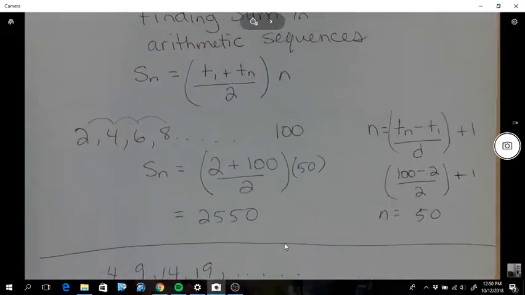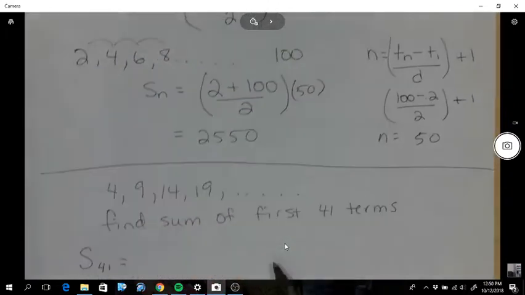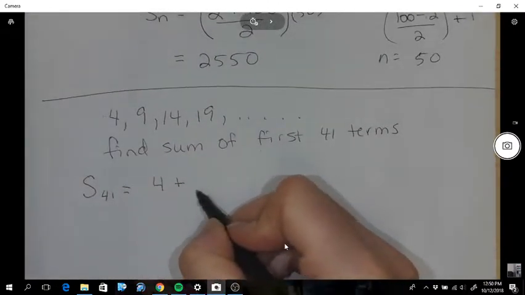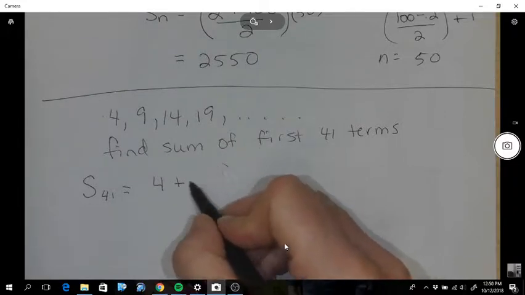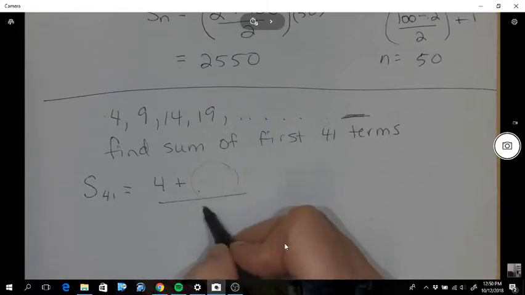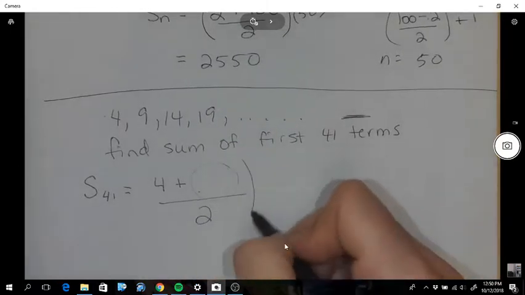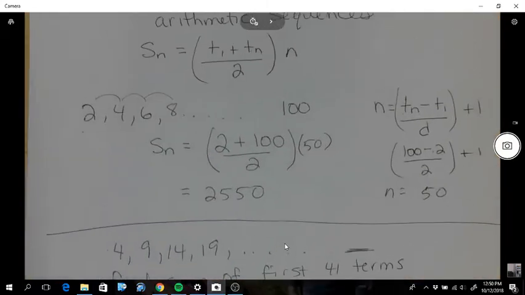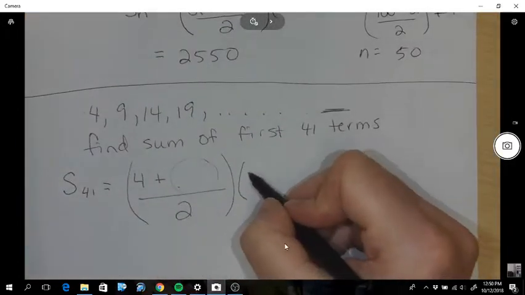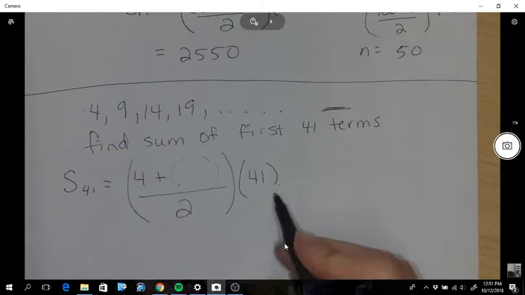we have term 1 plus term n. So the first term is 4, plus the last term, which I don't know. I don't know what this last term is. Over 2, times n. So I do know that there are 41 terms.